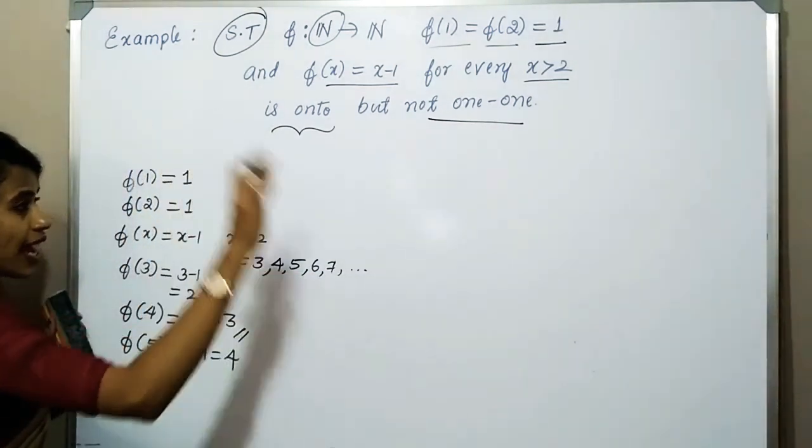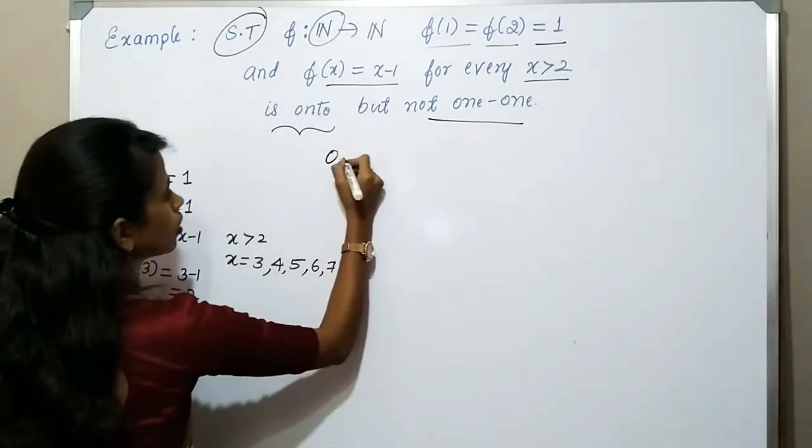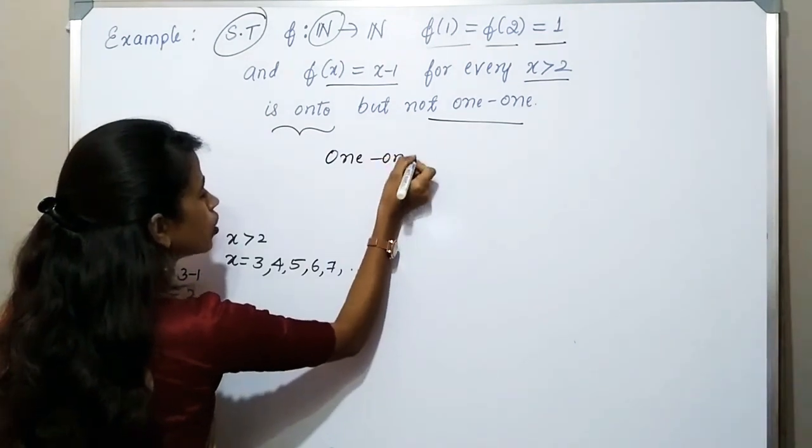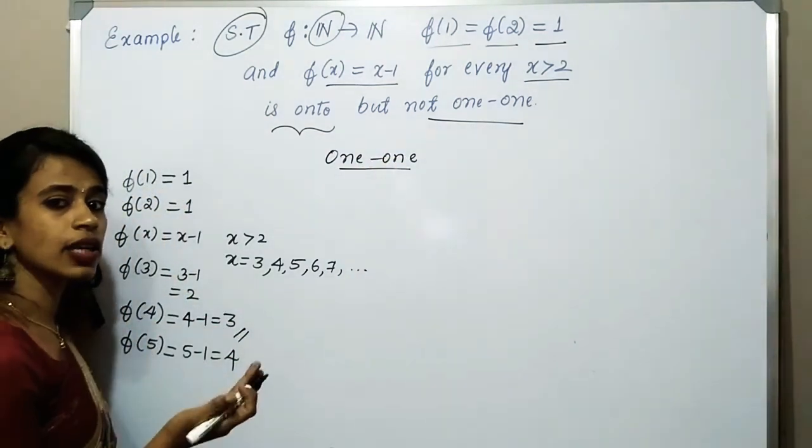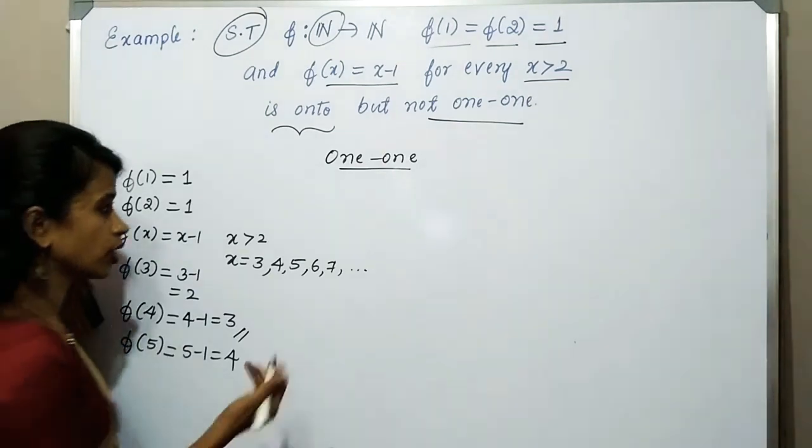Okay. So let us start with 1, 1. To be 1, 1, what is the condition? If I take images equal, then the corresponding elements are also equal.